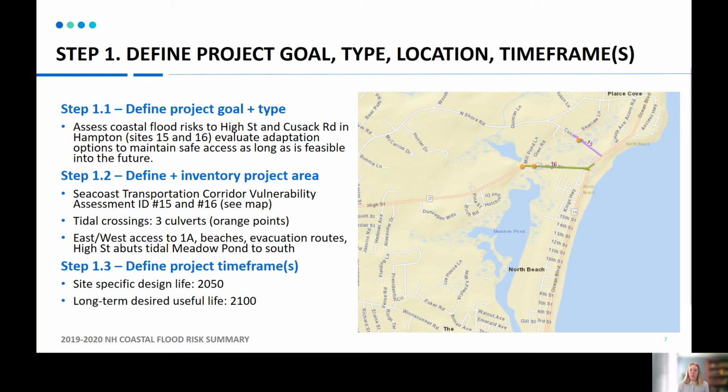So for step 1.1, we've defined a fairly simple goal here. And then step 1.2, we've highlighted key features of the site. They're east-west connectors. There are 3 culverts, they abut a salt marsh. We've identified in step 1.3 a design life of 2050 and a useful life of 2100. I've kept it simple for purposes of this exercise, but you can choose different timeframes if needed.